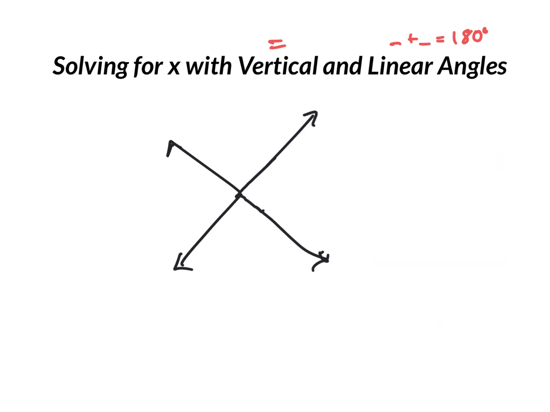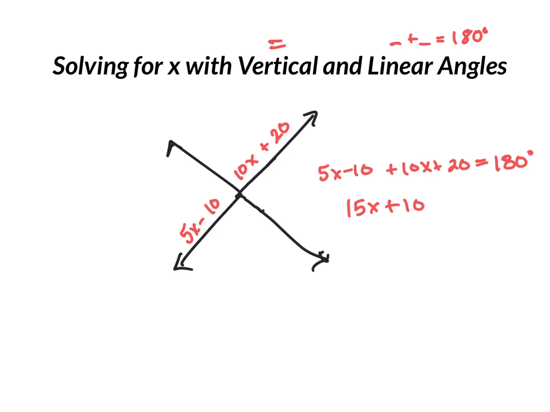Last one. Let's say we had something like this. Well, those two angles, being a linear pair, they must add up to 180. So you'd simply say, all right, 5x minus 10 plus 10x plus 20 equals 180. Now, I usually like to combine my like terms on a side before I start moving things over. So I would say this is 15x. Let's see, negative 10 plus 20 is positive 10, like this.